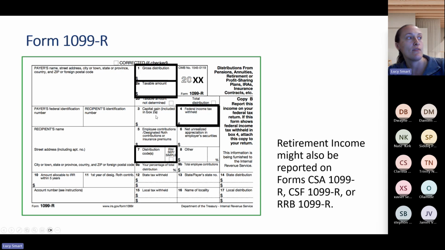So think about these 4 boxes as being the most important. Of course, all the information is going into TaxSlayer, but these are the ones you need to pay attention to determine if it's in scope for you and what you need to do in TaxSlayer.